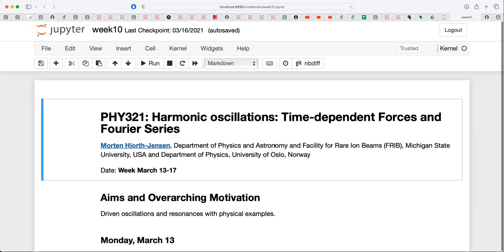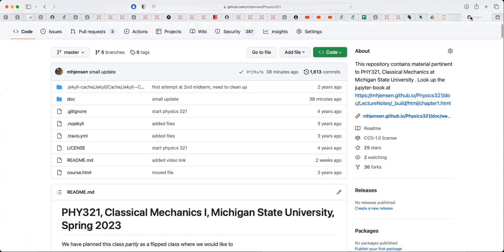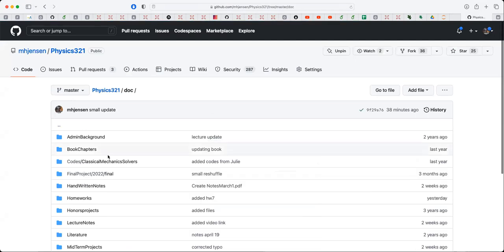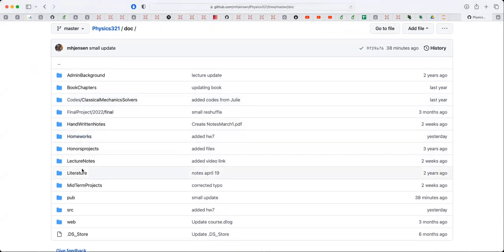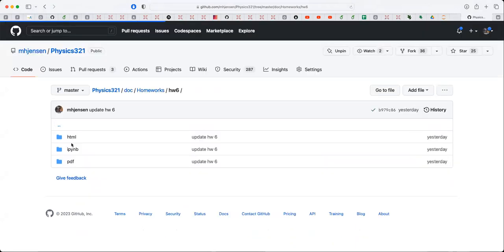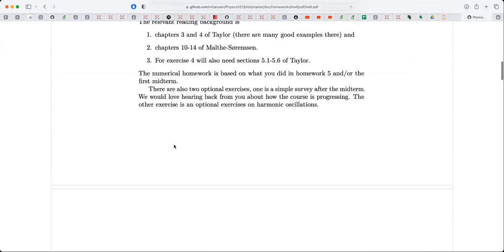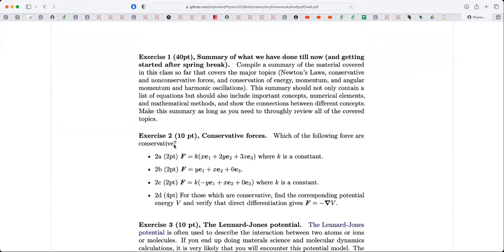For the exercises this week, concerning the first exercise, let me bring up the exercise itself, which you can find if you go into the doc folder or into the other folders where we have the display of all the projects and exercises and homeworks, etc. So if you go into homework 6 and you go to the PDF version, what you will see is that there is an exercise where you're simply asked to make a summary of what we have done till now. And there's a way to get started.